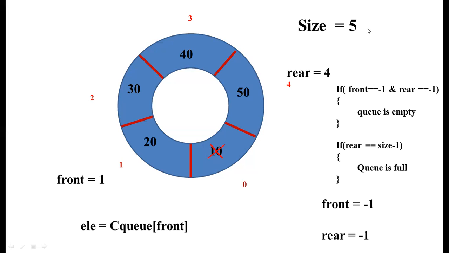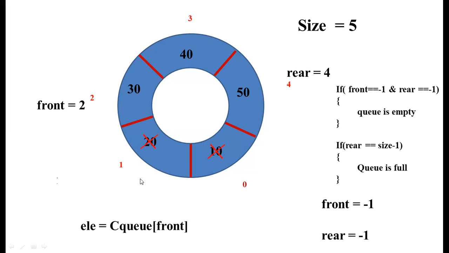And once again, if you want to delete one more element, then what will happen? Can you say what element will get deleted? Because the front value is 1, the element that will be collected from the queue is CQ of front, that is 20. So here 20 will get deleted and the front value gets incremented and becomes 2.